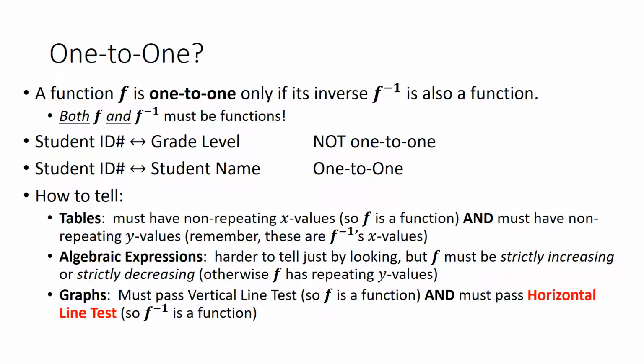Now, if we're looking at a graph, we know that it has to pass the vertical line test, and that tells us that f is a function, and it's going to have to pass what we call the horizontal line test, which is going to tell us whether f inverse is a function. So how do we know what the horizontal line test is, and how does that work? Well, let's see that right here.